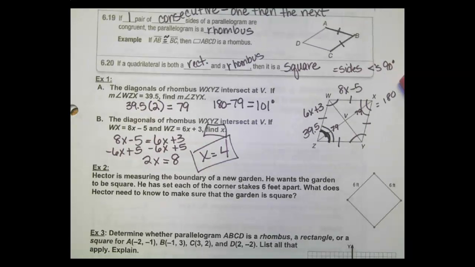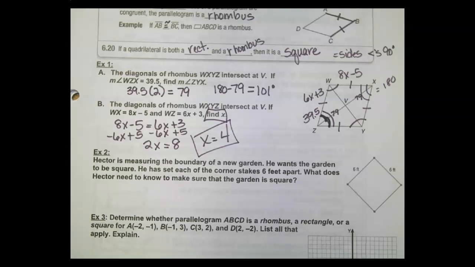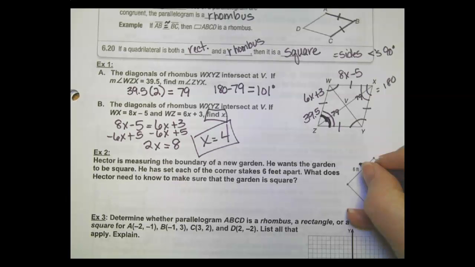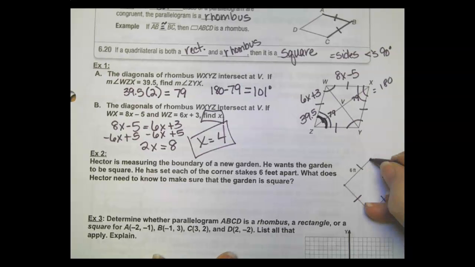All right. So here's Hector. He's measuring the boundary of a new garden. He wants the garden to be square. He has set each of the corner stakes 6 feet apart. So all of these are equal. We know that. What does Hector need to know to make sure the garden is square? Again, this is no different than the rectangles. So you're going to do your diagonal.